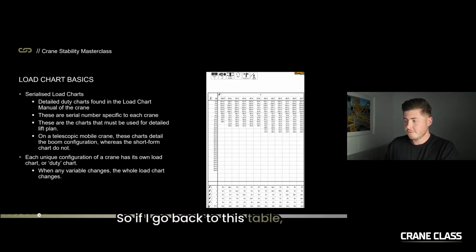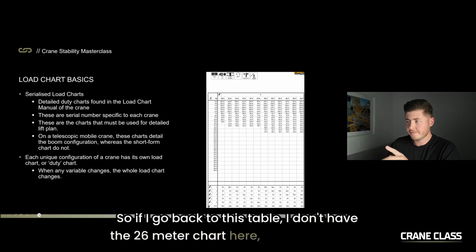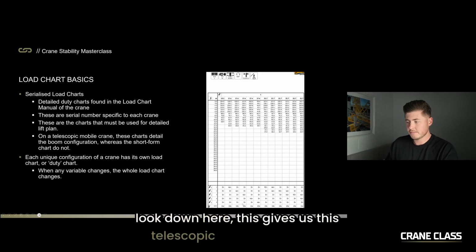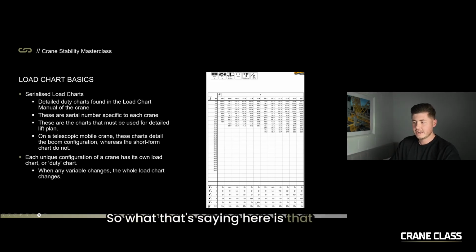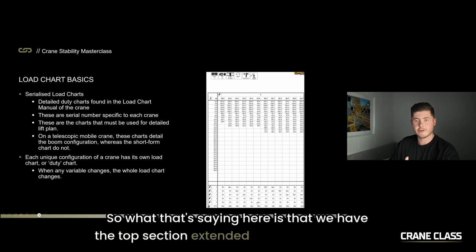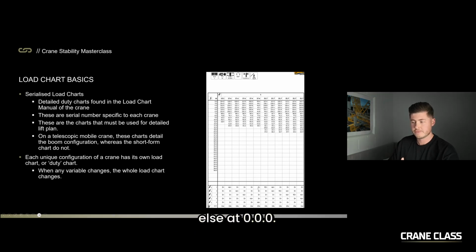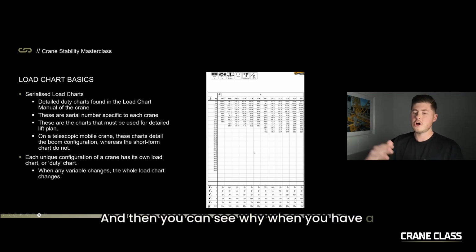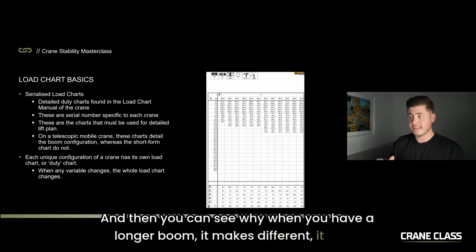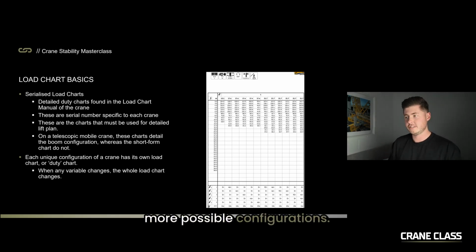So if I go back to this table, I don't have the 26 meter chart here, but for 17.4, if we look down here, this gives us this telescopic boom sequence. Now, the 5th section is actually the top. It can be a little bit confusing. So what that's saying here is that we have the top section extended 46% and everything else at 0, 0, 0. That's for this column. You then go to the next column. It's got the second section from the top extended, but everything else at 0. And then you can see why when you have a longer boom, it gives more possible configurations.